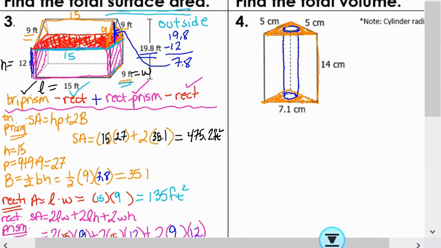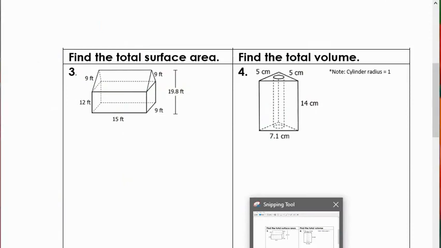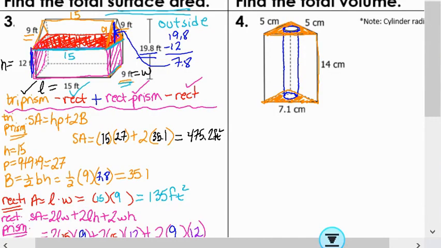Okay, now it says here there's a little note and it got cut off a little bit on this page. It says the cylinder radius equals 1. So I'll just rewrite that there for us. We'll need that in a bit.